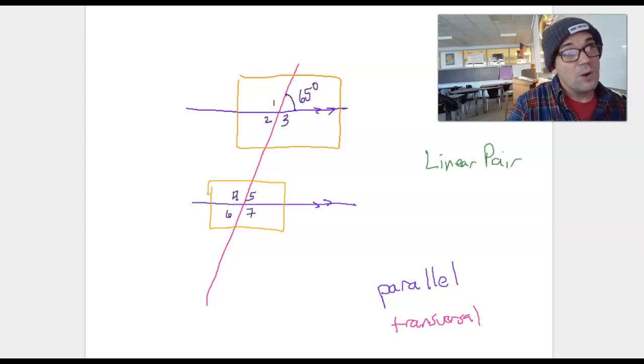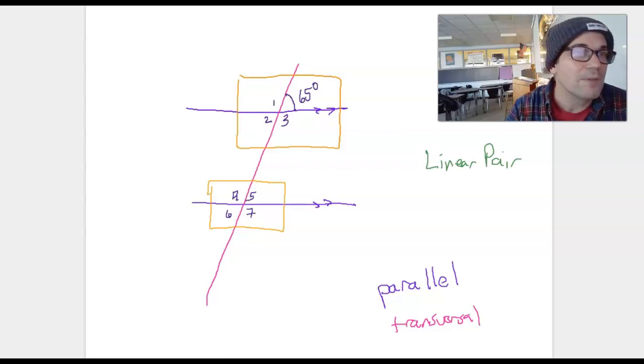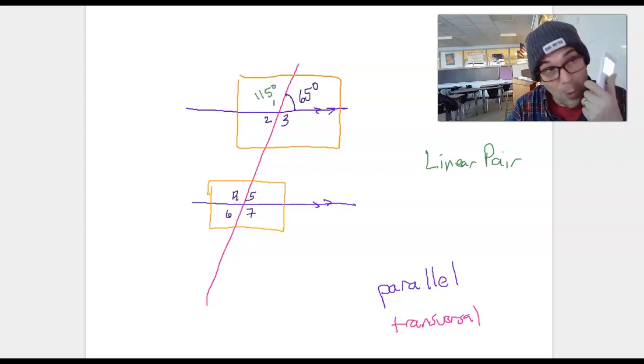So because 1 and 3 are linear pairs, I can figure out that this is whatever's left of 180 once I take away 65. My mental math is not that great all the time, and in a video I don't want to make any silly math mistakes, so I am going to break out a calculator. Even though I can say 180 minus 65, okay, so it would be 115. I can do it in my head. That would be 115.